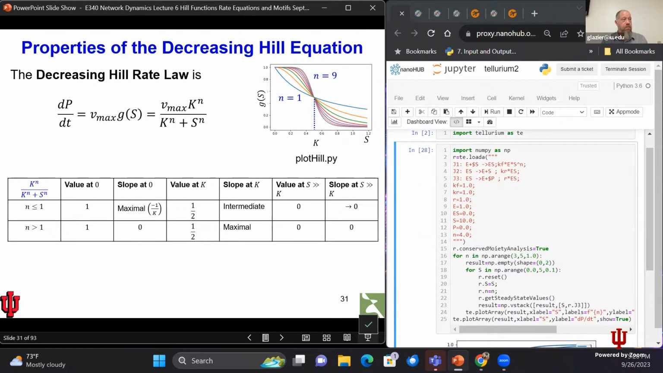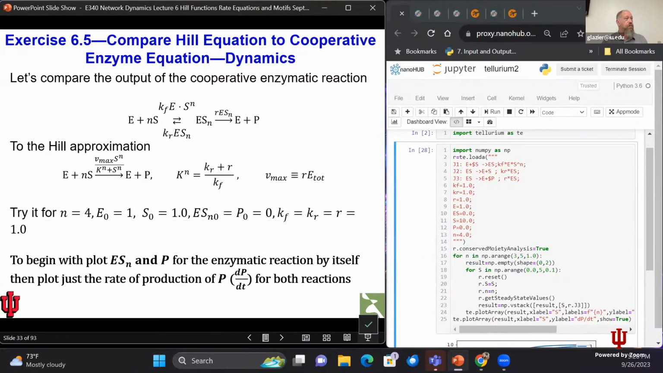And it has the same kind of basic properties. Again, it's 1 when s is 0. It goes to 0 when s gets large. It's 1/2 when s equals k. And for n greater than 1, it has maximal slope at s equals k. It has slope of 0 at 0. And we can put these next to each other.